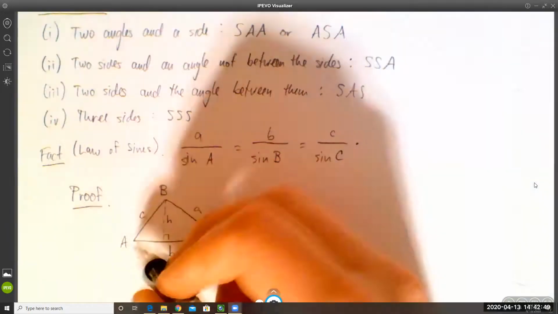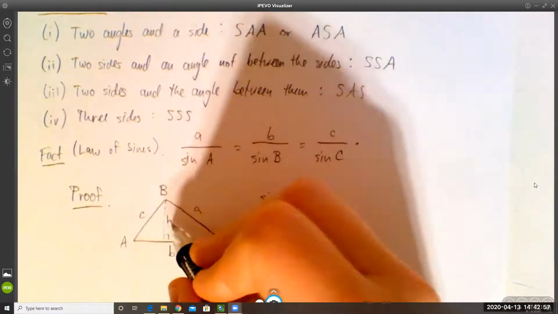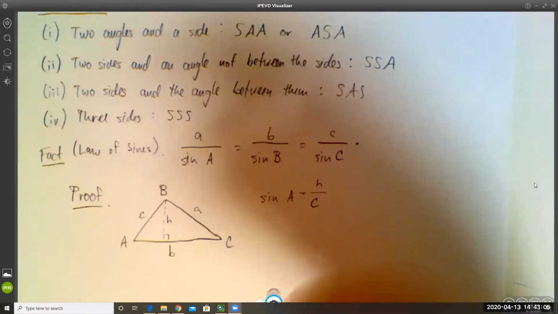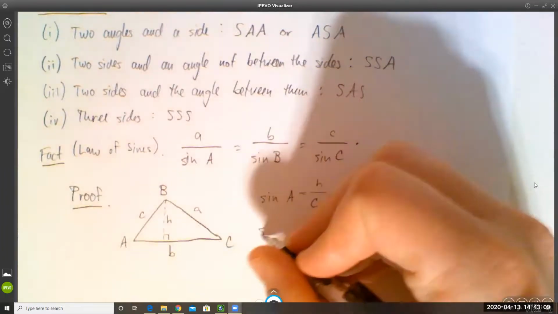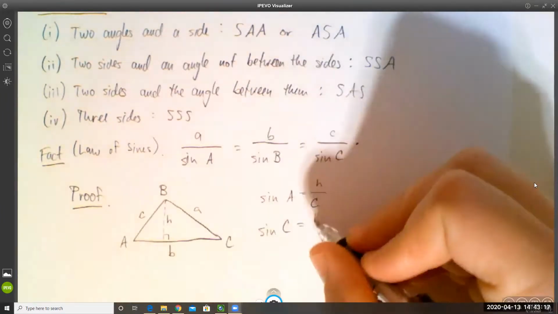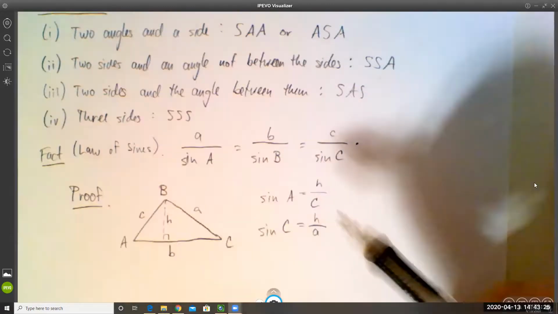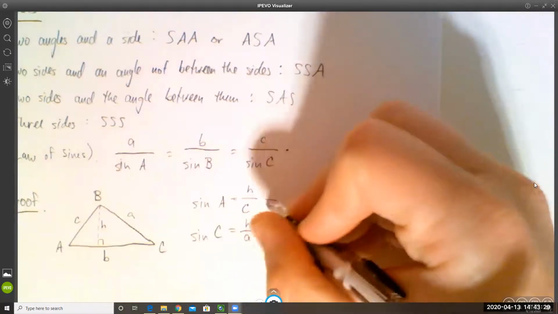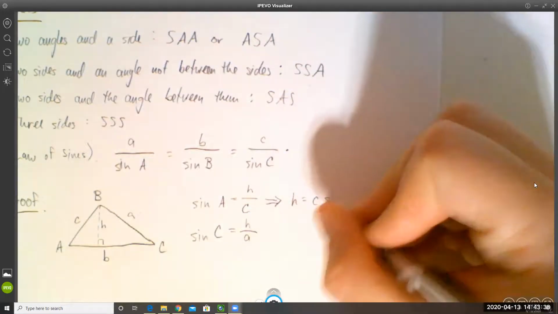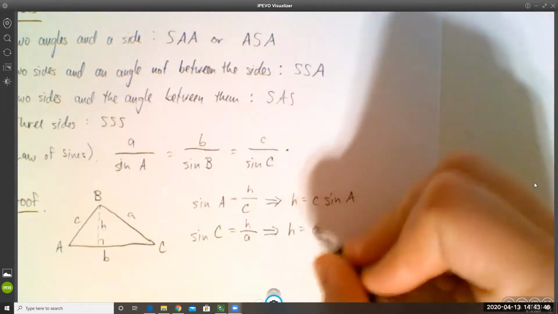Now, if I look at what sine of A is, sine of angle A would be opposite over hypotenuse. That's h over c. Sine C would also be opposite over hypotenuse. That would be h over a. In both of these cases, I can solve for h. So in the top case, if I solve for h, I would multiply both sides by c, and I would get h equals c sine A. In the bottom case, to solve for h, I would multiply by a, and I would get h equals a sine C.